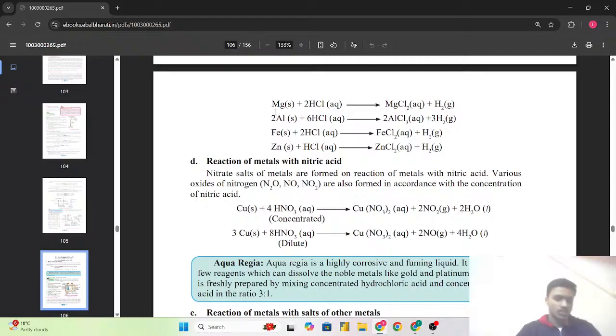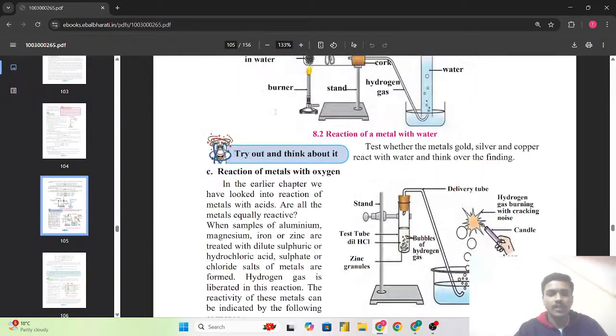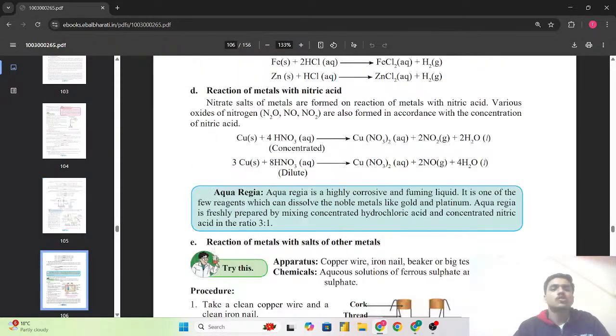So all these are the reactions. We can see here that the chloride salts are formed. This is only the reaction of the metals with the oxygen. So next is the reaction of the metals with the nitric acid. So nitrate salts of the metals are formed on reaction of the metals with nitric acid.